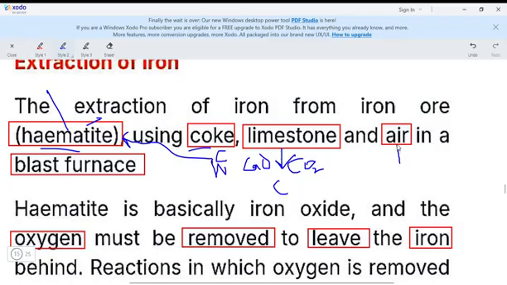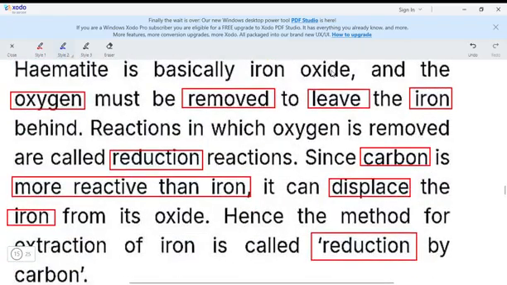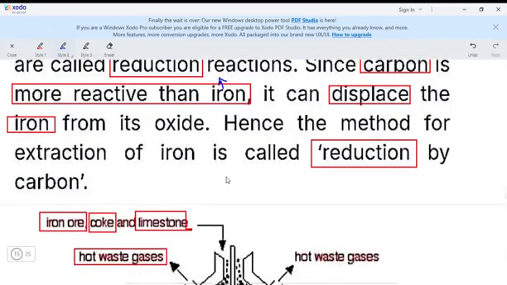And take note, air is also needed in extraction of iron. That air is the combustion substance, the one that will be burning in the furnace. Now let's proceed. Hematite is basically iron oxide, and oxygen must be removed to leave the iron. That means we call it reduction. Carbon is the one that will do the work, and carbon is more reactive than iron, meaning that if iron is stuck to oxygen as iron oxide, carbon will take over. It will take the oxygen from the iron because it's more reactive. Then it can displace the iron from its oxide. Hence, the method for extraction of iron is called reduction by carbon.